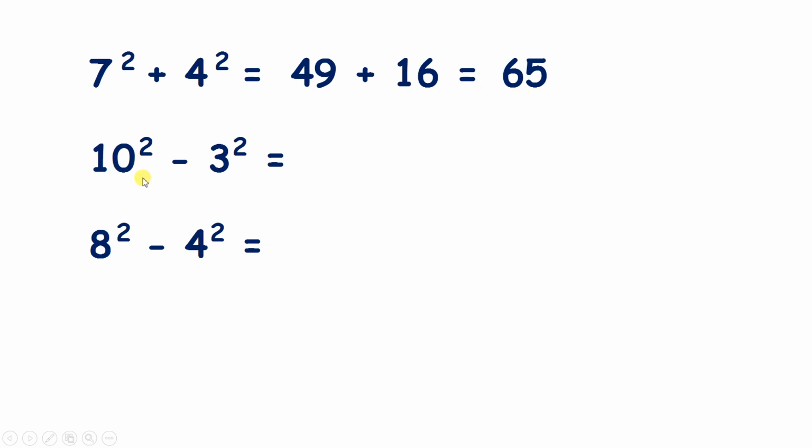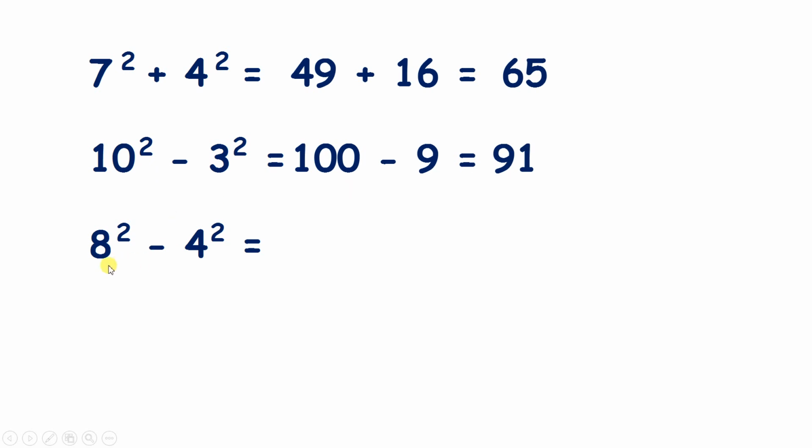Here we have 10 squared minus 3 squared. So 10 squared means 10 times 10, which is 100. And we need to subtract 3 squared, which is 3 times 3, which is 9. So 100 minus 9 gives us our answer 91.